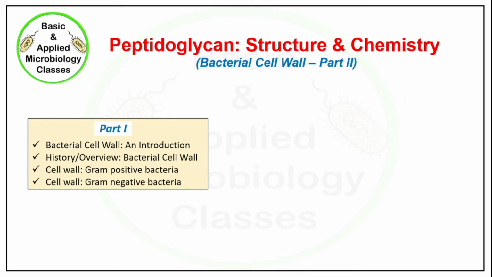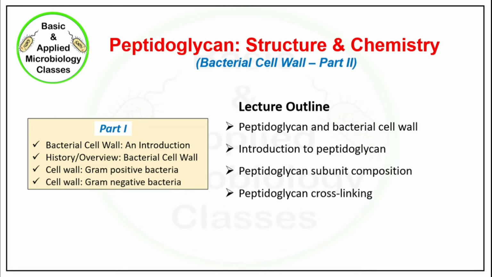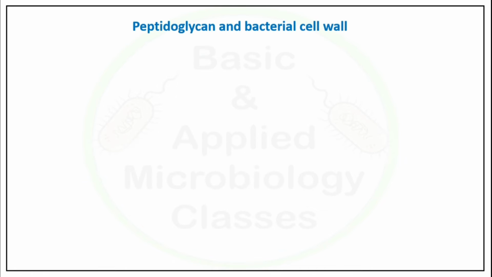So before moving ahead, let's take the lecture outline first. This topic I will be covering under these headings. Firstly, we will be talking about peptidoglycan and bacterial cell wall in brief. After that, introduction to peptidoglycan with major emphasis on its structure and chemistry. Thirdly, we will be talking about peptidoglycan subunit composition, and at last peptidoglycan cross-linking. Okay, so let's start with an introductory slide on peptidoglycan and bacterial cell wall.